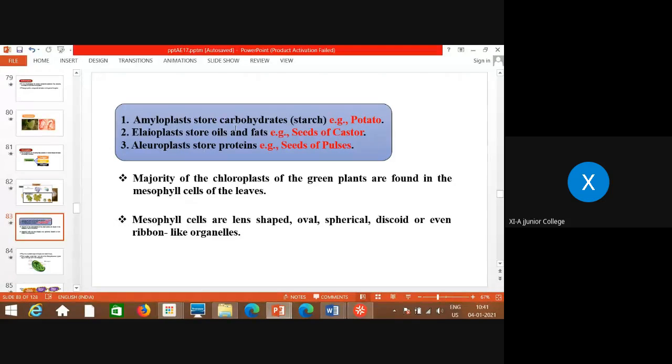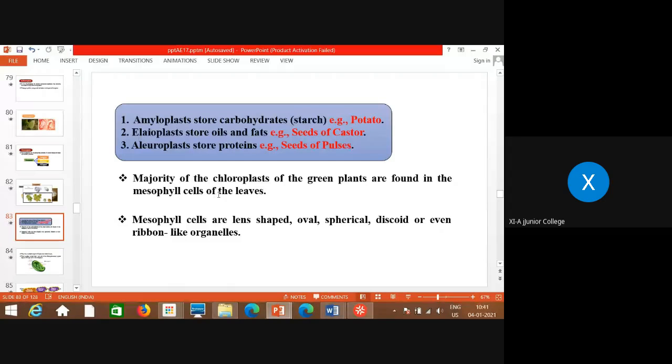Okay, and all the different types of seeds from which we get oil, most of the seeds from which we get the oil. The example which is given, castor oil, a very common example, these are the elaioplast, aleuroplast, and amyloplast, the common example being potato. So these amyloplast, elaioplast, and aleuroplast are the colorless leucoplasts, and as per the type of storage material present in them, they are known by these names.